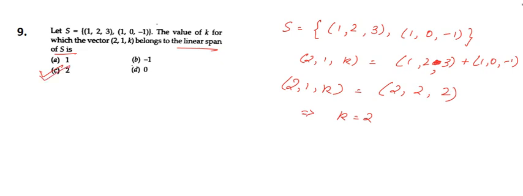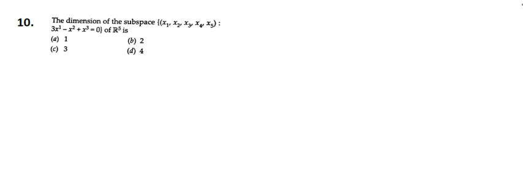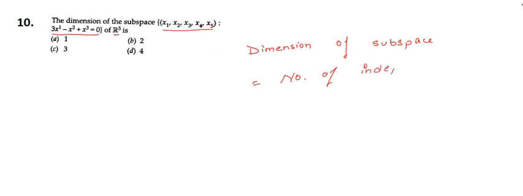Now let's move on to our last question, that is question number 10, which says the dimension of the subspace {(x1, x2, x3, x4, x5) : 3x1 minus x2 plus x3 equal to 0} of R5 is. So we know that the dimension of a subspace is always equal to the number of independent variables minus the number of constraints.